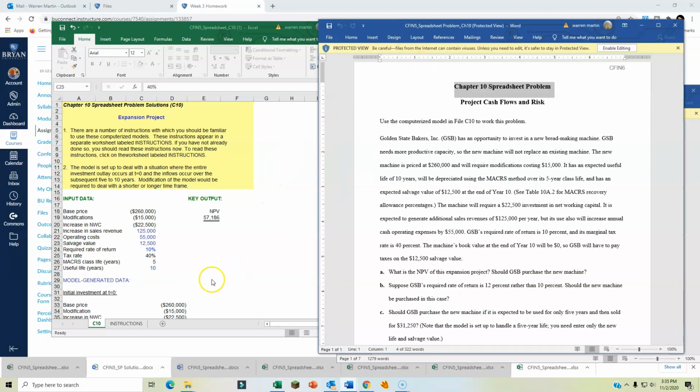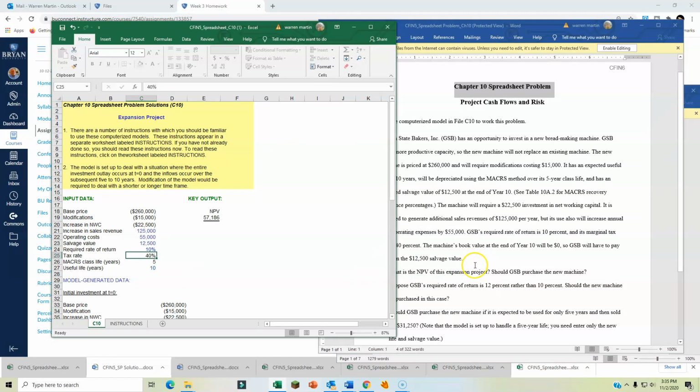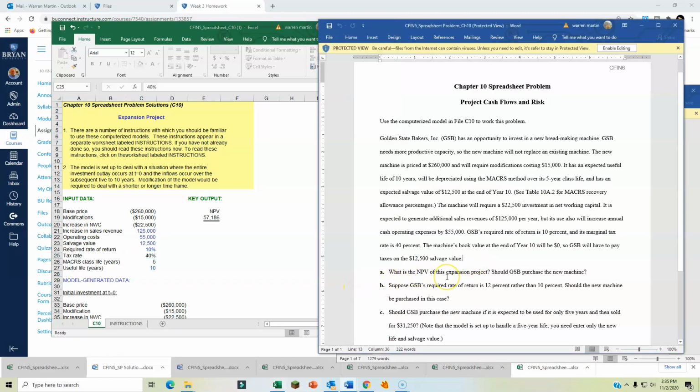All right. So now this is where we get into reading and coming up with an answer. Based on answer A, that's why there's a Word document and an Excel sheet in this particular homework assignment. So what is the net present value of this expansion project? That's it right there, 57,186. And would you or would you not recommend this? Since it's a plus number, you would.